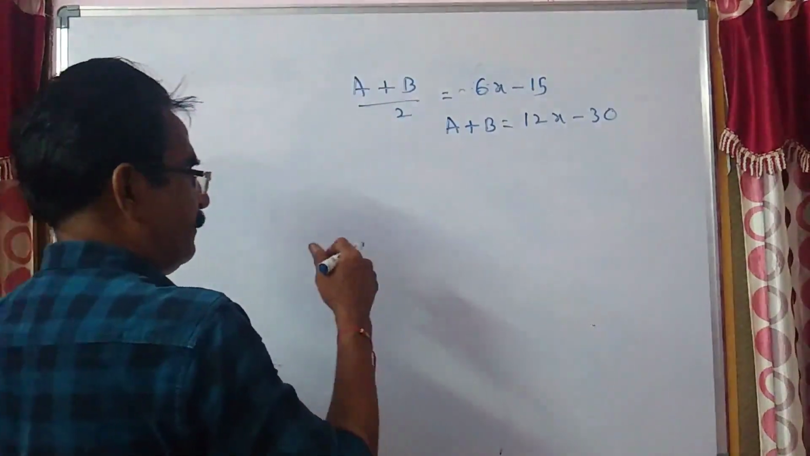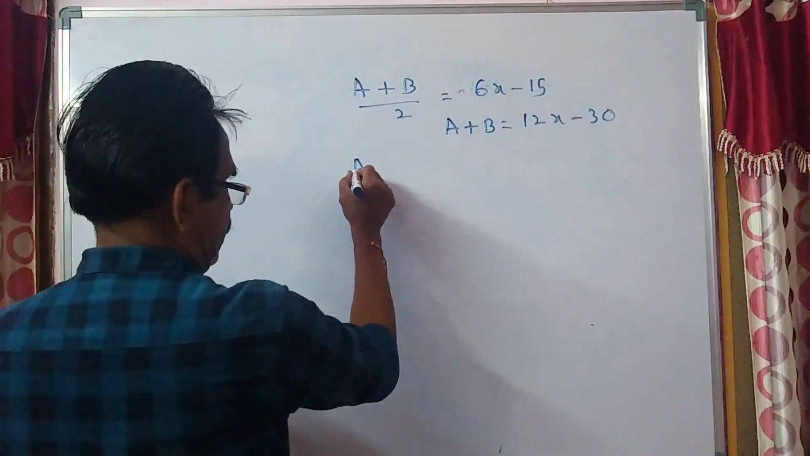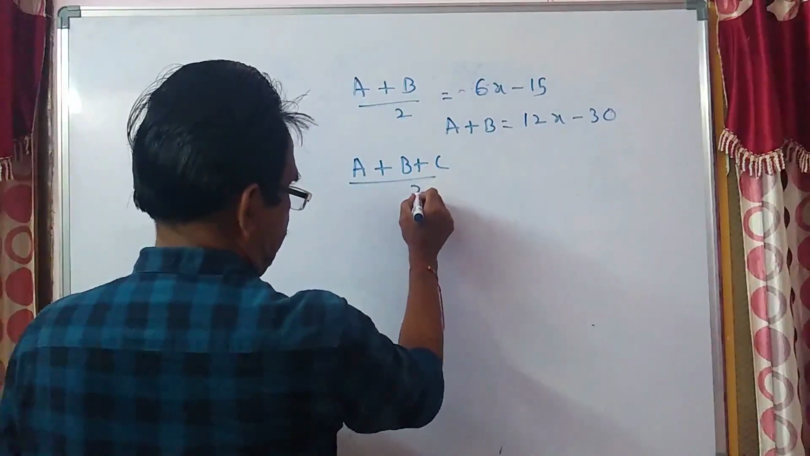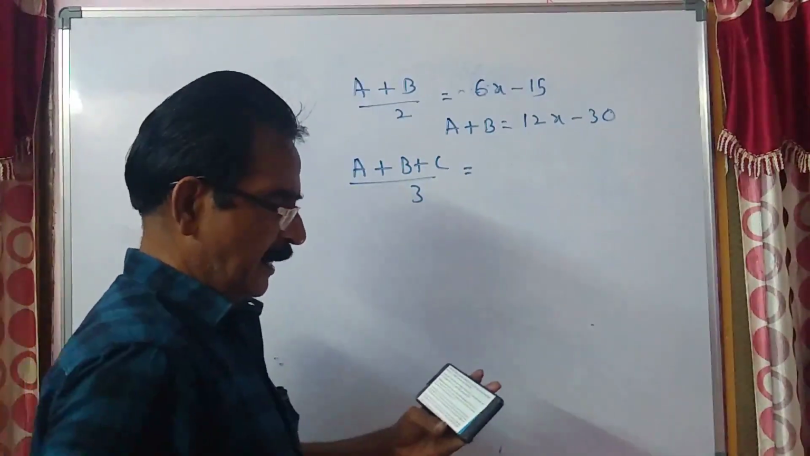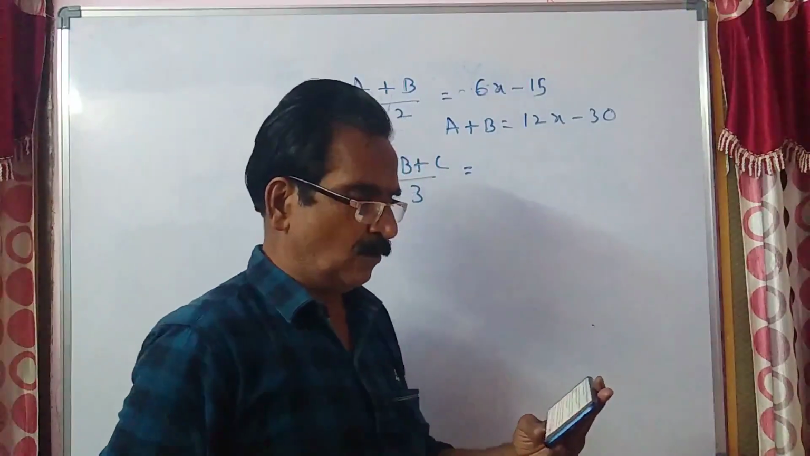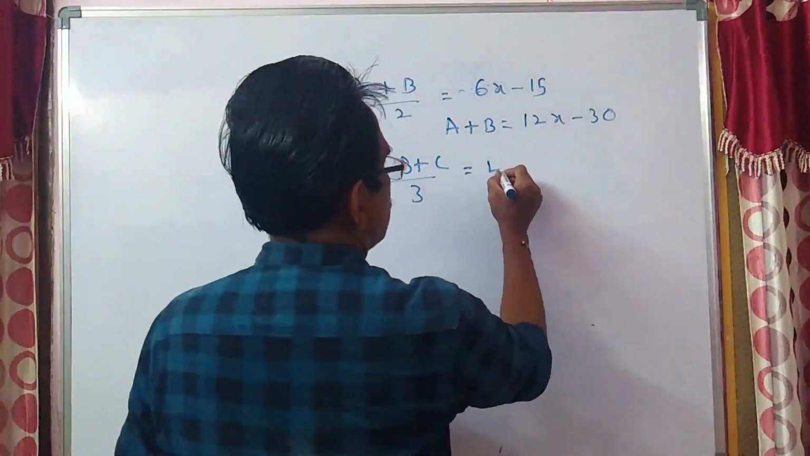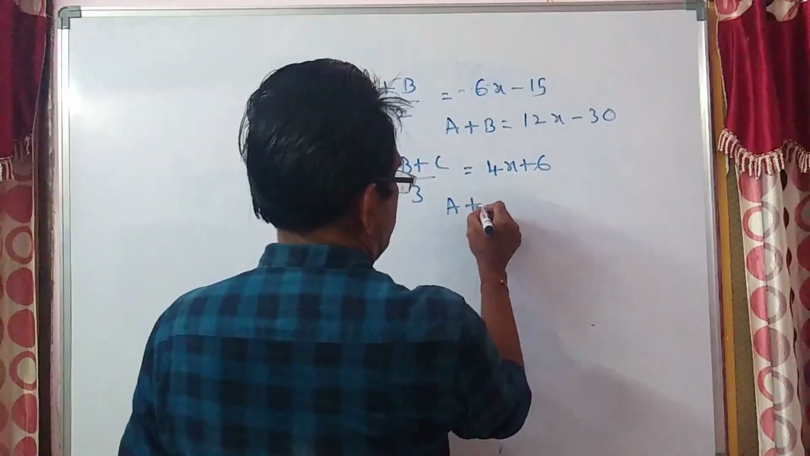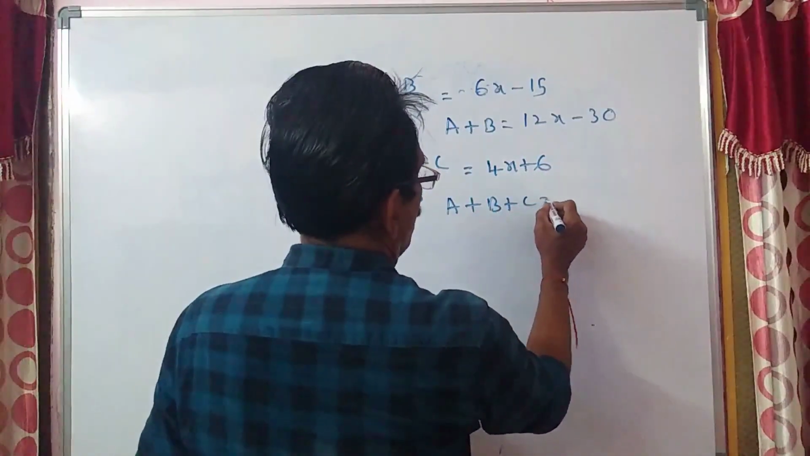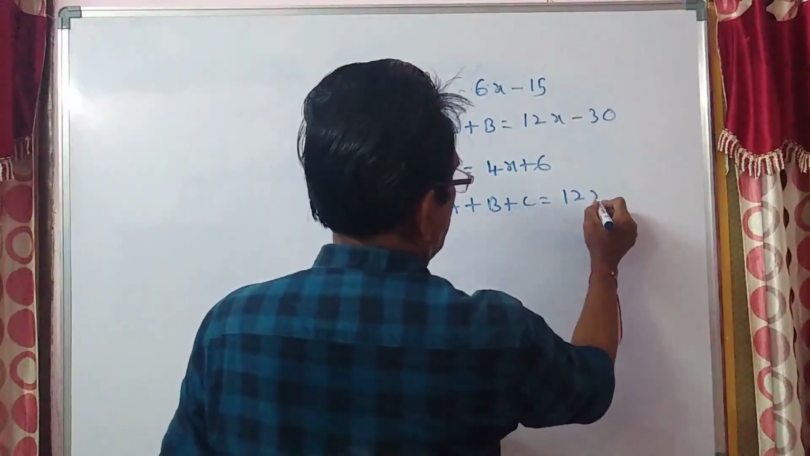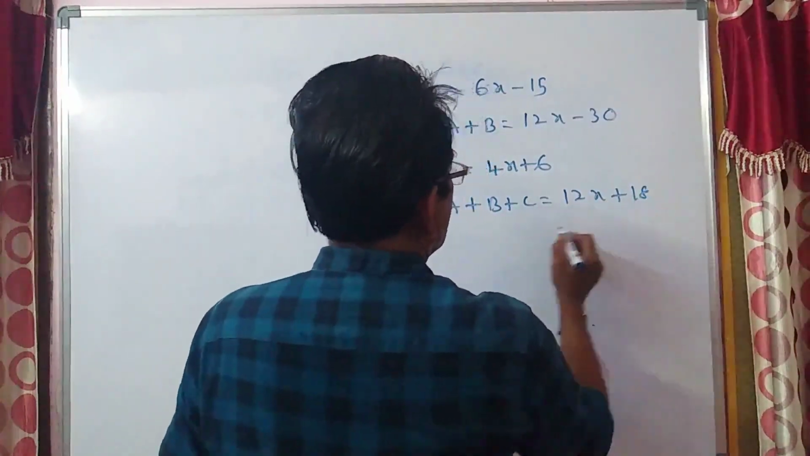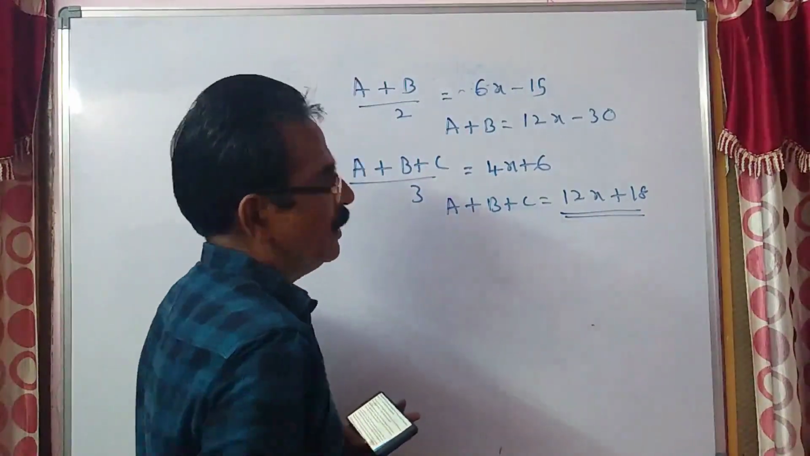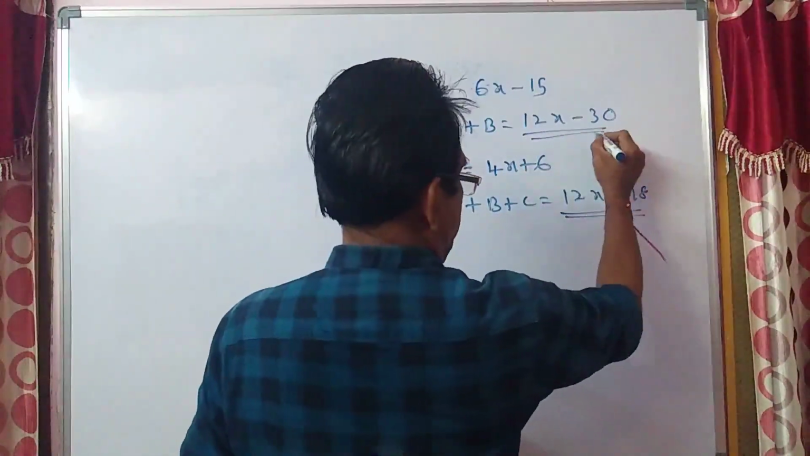Now the present average age of A, B and C. Here there are 3 members. Average is A plus B plus C by 3 is equal to 4x plus 6. Now A plus B plus C is equal to 3 4s, 12x plus 3 6s, 18. So this is A plus B plus C. This is A plus B.